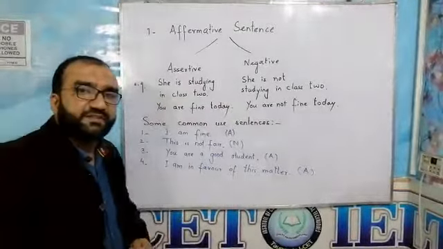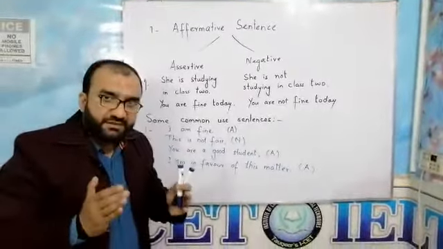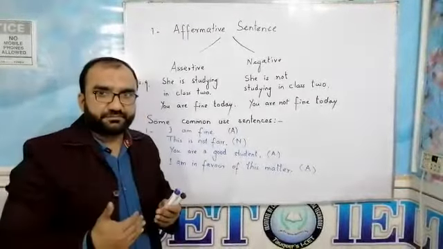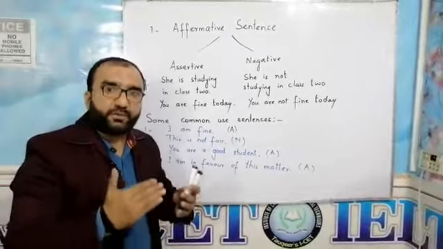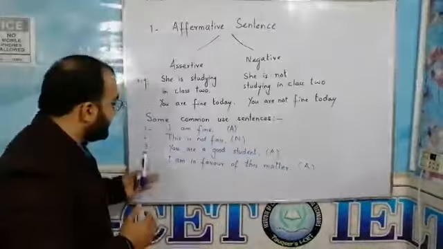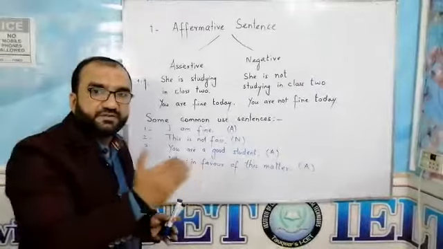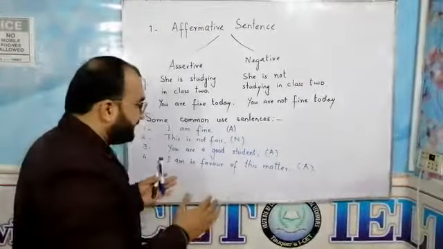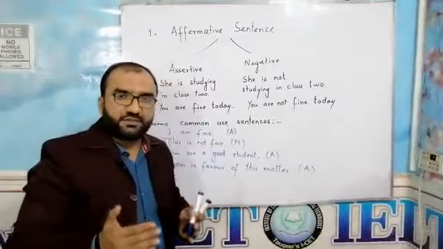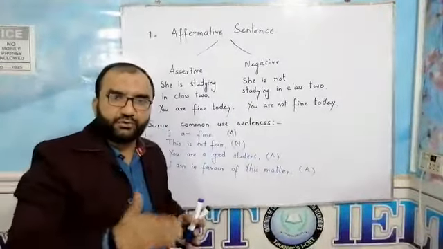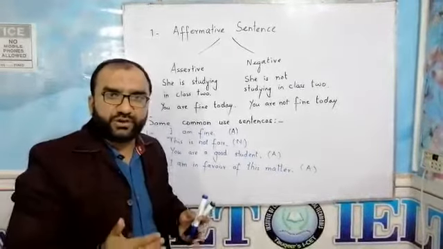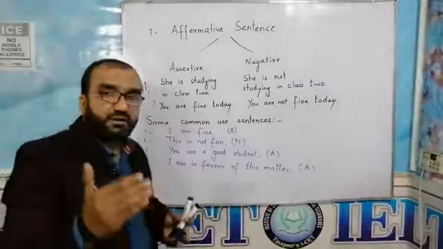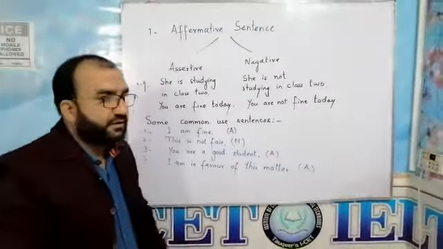And this is also an assertive sentence in which you are showing your positive behavior by saying: I am in favor of this matter. It means that there is some matter in which the person is asking for some favor and you are giving him the favor, and you are saying that I am basically in favor of this matter, right?